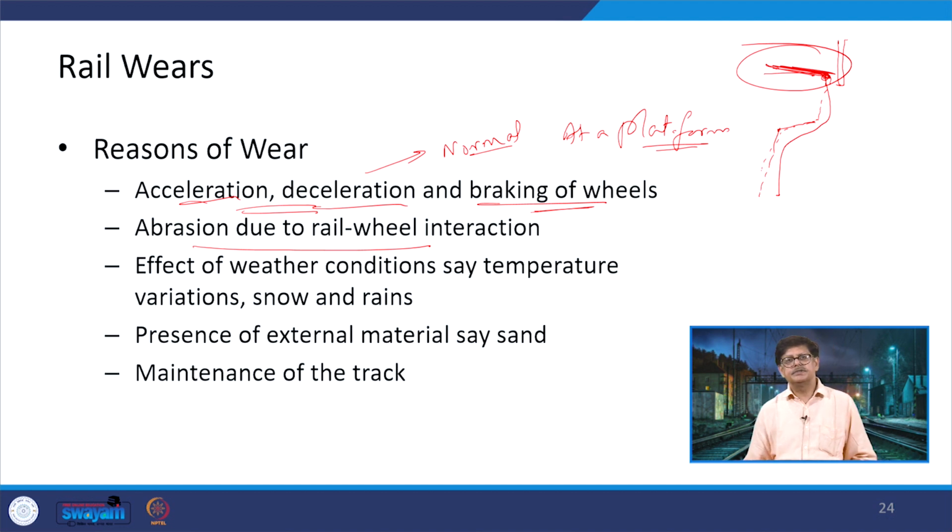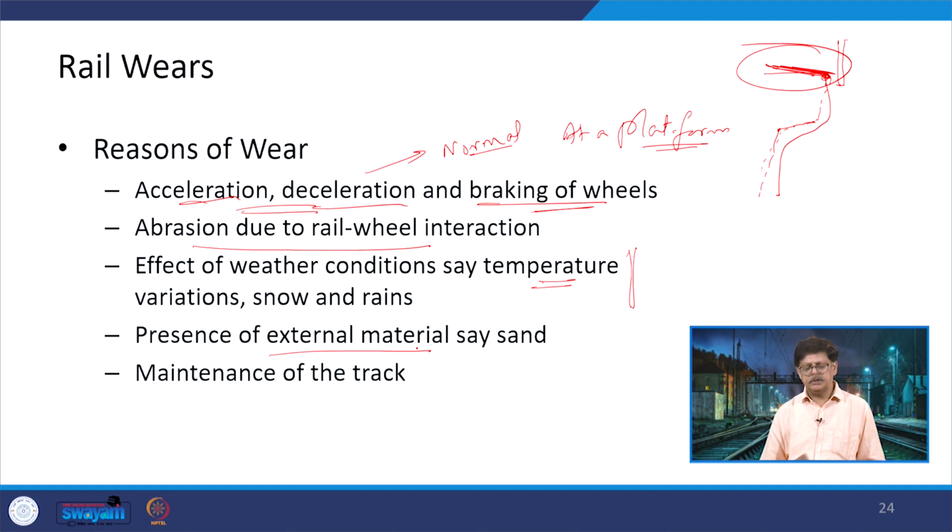Effect of weather conditions, say temperature variations, snow and rain. If it is a wet surface on the rail, the impact will be different as compared to the dry surface. If it is a high altitude area and the snow is there, then again there is going to be a problem. Similarly, when the temperature changes are there and there is a movement of the rail in terms of expansion and contraction, then also there will be a problem. Say if it is a contraction and the gap widens, then there will be an issue with respect to the striking of the wheel at the rail end.